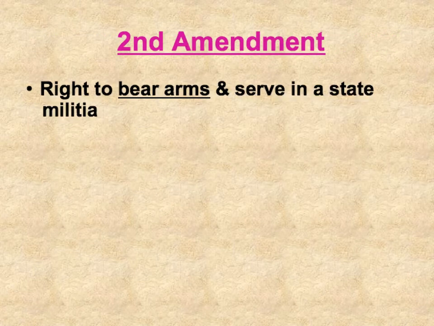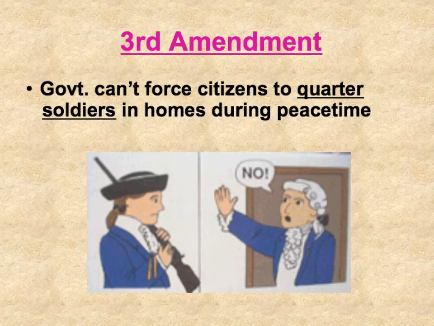The second one is going to be known as the right to bear arms and serve in a state militia. Oftentimes this is a very heated, debated topic dealing with the idea of carrying weapons such as firearms. The Third Amendment goes back to the idea of the Quartering Act. Government can't force citizens to quarter troops or soldiers in homes during peacetime.